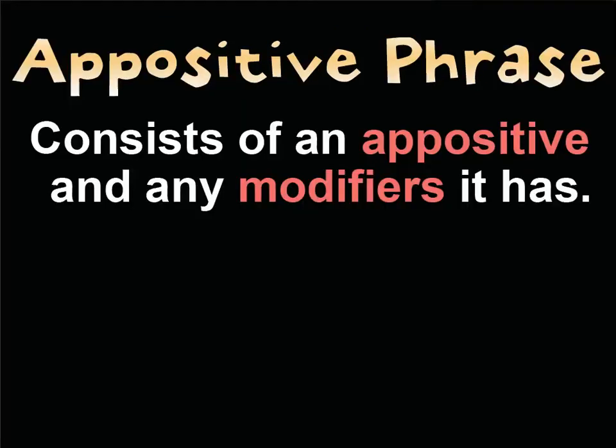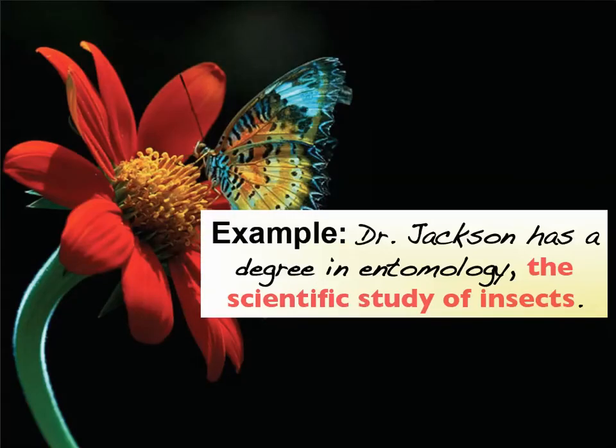So an appositive phrase consists of an appositive and any modifiers it has. For example, Dr. Jackson has a degree in entomology, the scientific study of insects. That whole phrase, the scientific study of insects, is considered the appositive phrase because it's further identifying that noun, entomology. If we had to pick one appositive out of that whole phrase, it would be the study, because entomology is a study.